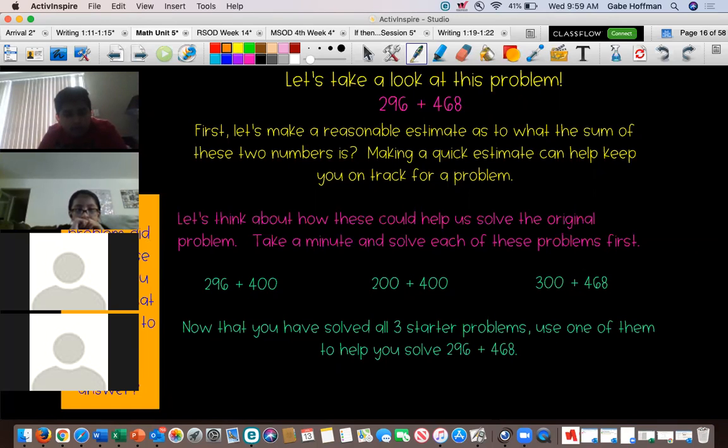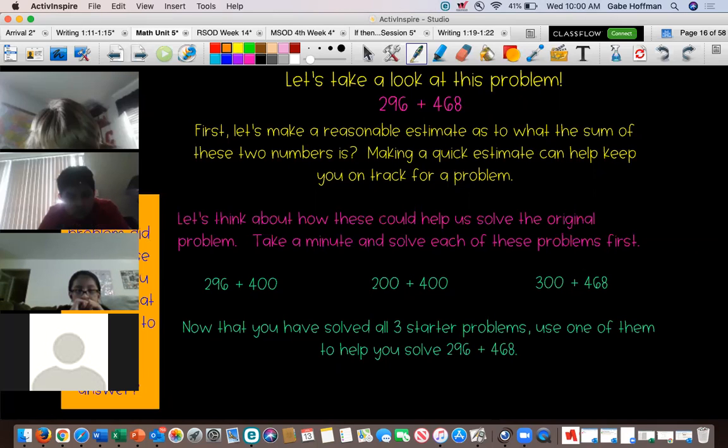Ying, what do you think is going to be close to the answer? It doesn't have to be exact, but what do you think is going to be close? An answer that is close to the actual answer. Yeah, so I'm saying we're looking at this problem right here, 296 plus 468. I'm not asking you to actually solve it, but if I just said, what do you think is going to be close to the actual answer, what would you say?